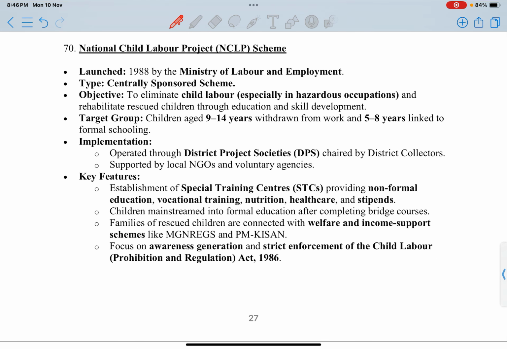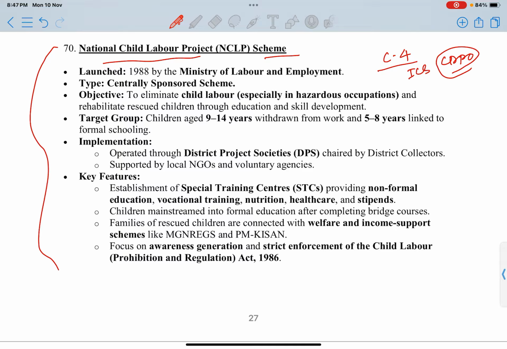Next, National Child Labor Project, NCLP scheme. See, this scheme is not important as such. They will not ask in the examination, but in the combined 4 examination, there is a post for ICDS, okay, CDPO. So in that exam, this scheme is again very important, because there is a post related to child, okay. So for that exam only, this is very important.